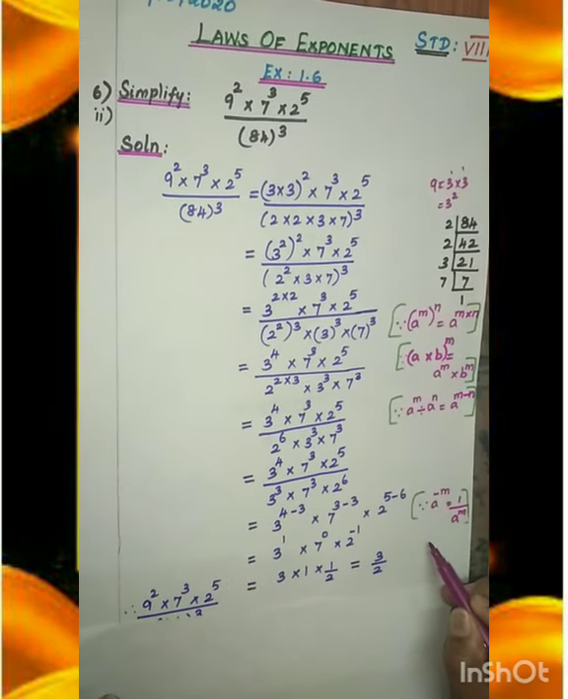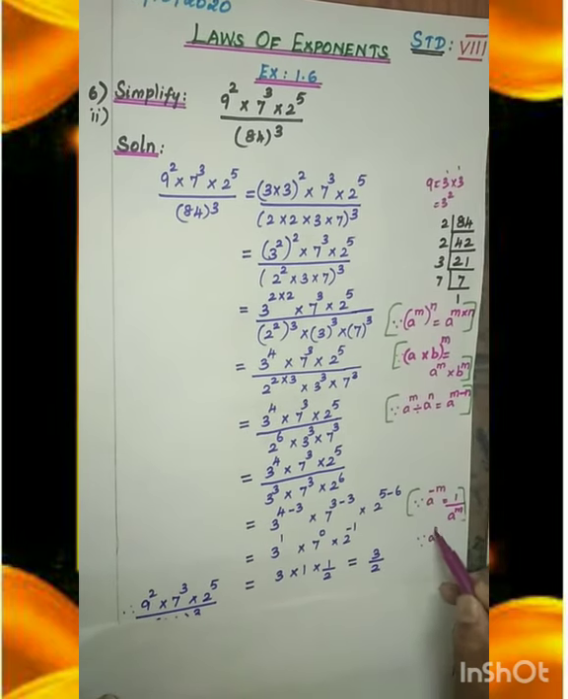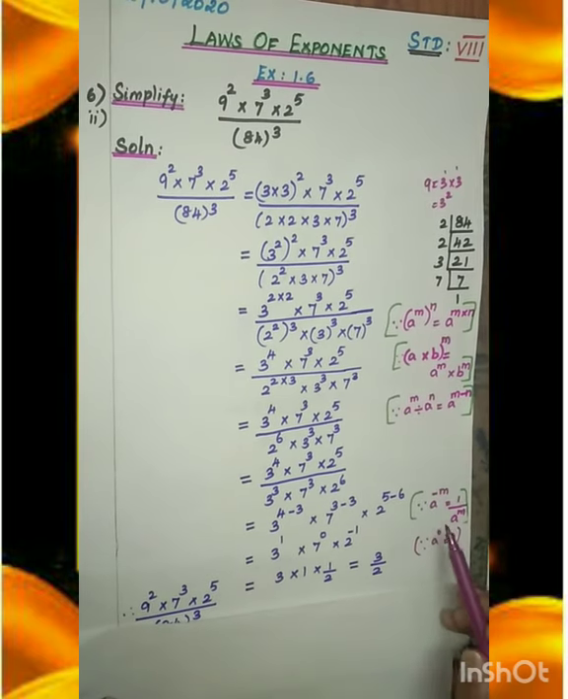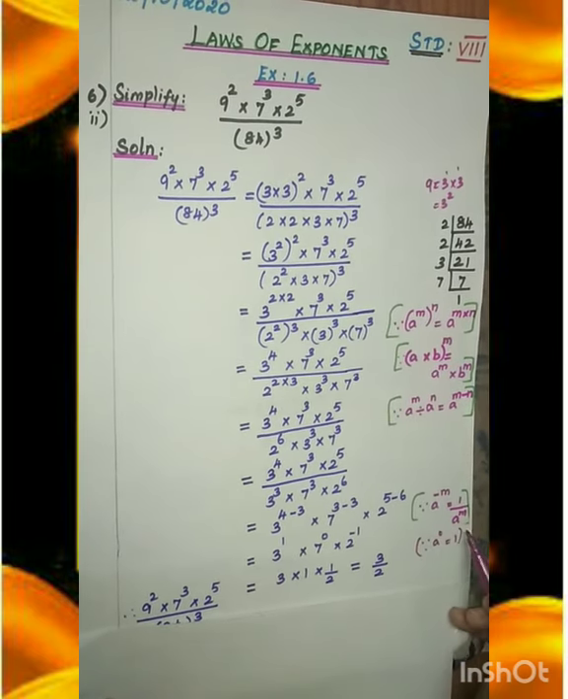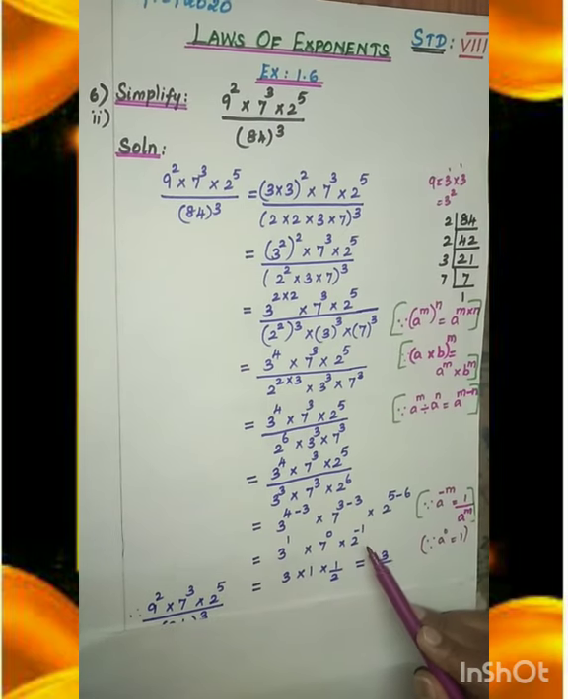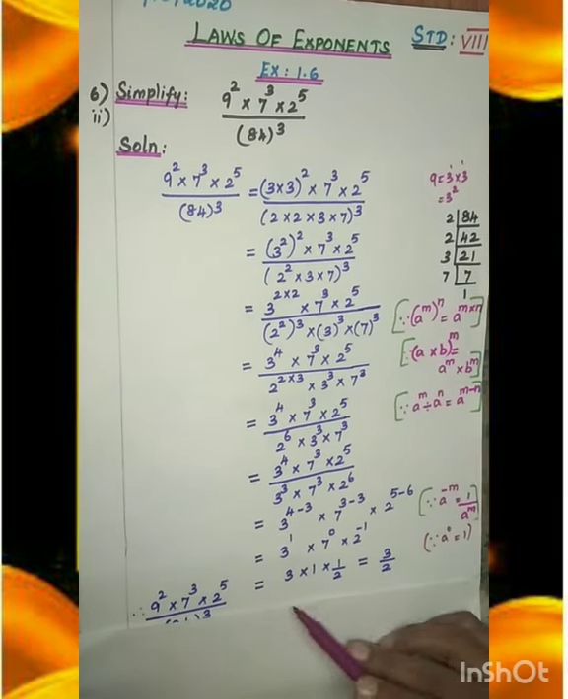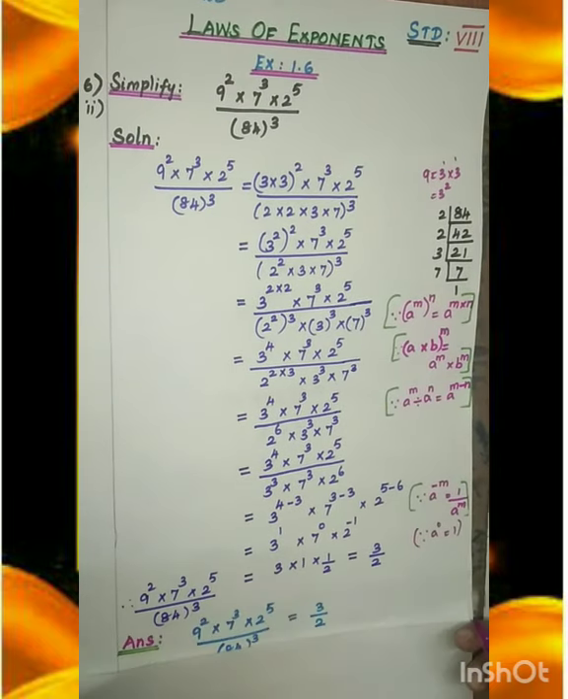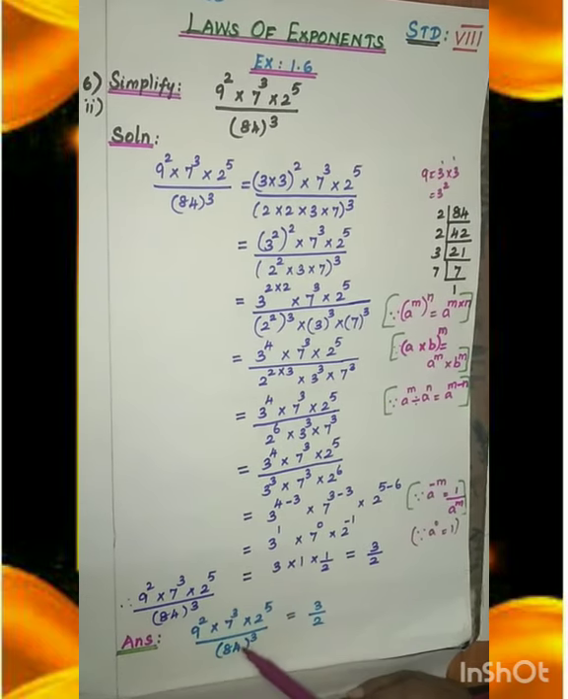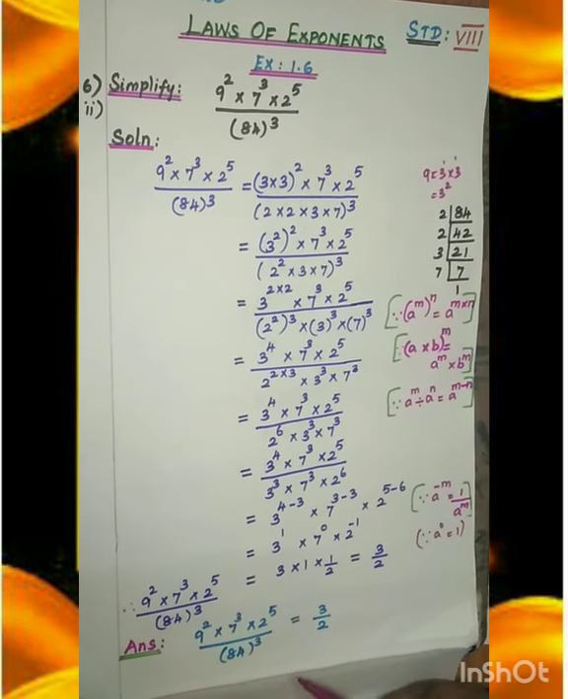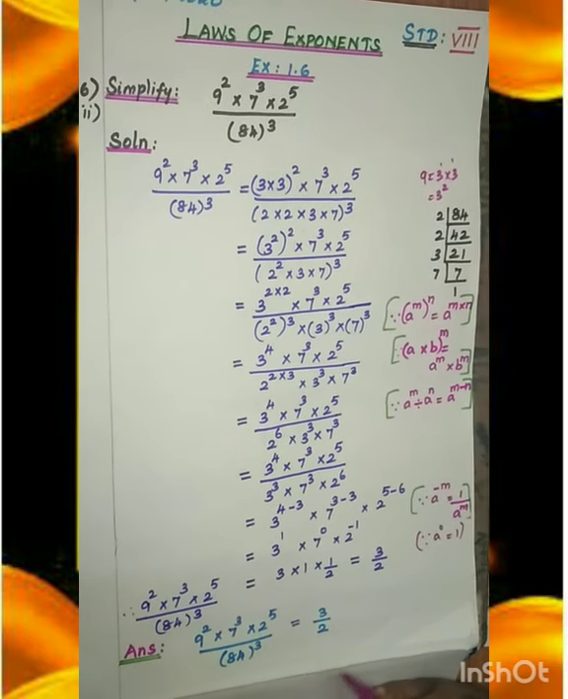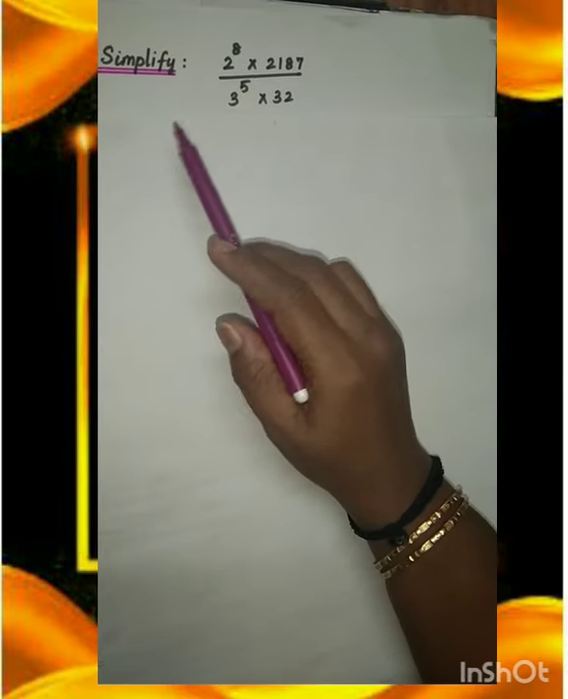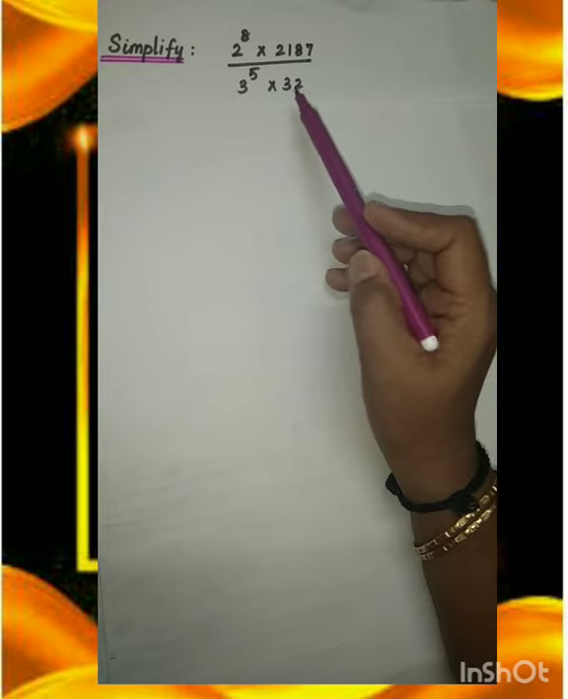7 power 0 is 1 because anything power 0 is 1. Already we have learnt. So 7 power 0 is 1. Then a power minus m is 1 by a power m. So 2 power minus 1 can be written as 1 by 2. Then we can multiply all that. 3 into 1 into 1 by 2 is 3 by 2. Therefore the answer: 9 square into 7 cube into 2 power 5 divided by 84 the whole power 3 equals 3 by 2.